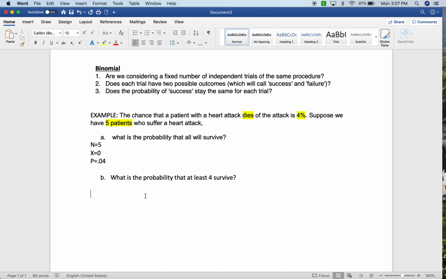Now our second one: what's the probability that at least 4 will survive? We still have the same number of trials. This time we want at least 4 to survive, so this means that we have at least 4 surviving, which means we want less than or equal to 1 to die. So x less than or equal to 1, and then our probability will be the same.